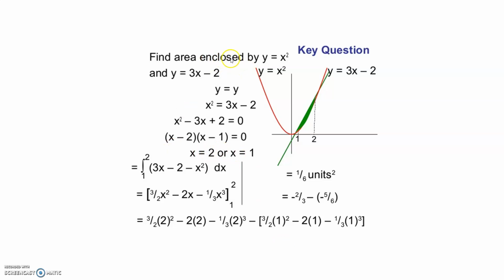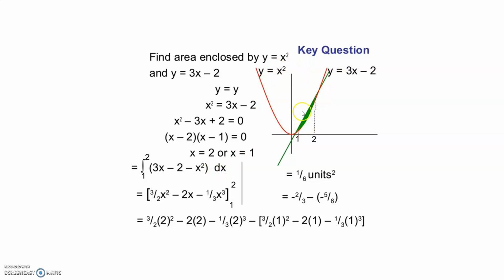Find the area enclosed by y is equal to x square and y is equal to 3x minus 2. If both equations are given, we must find the lower and upper limits, that is, the limits enclosed by these. So we compare x square is equal to 3x minus 2. So x square minus 3x plus 2 is equal to 0. So factor this quadratic equation: x minus 2, x minus 1 equal to 0. We know that x is equal to 2 and x equal to 1 are the roots of the combination of these two equations. We have to integrate 3x minus 2 minus x square.